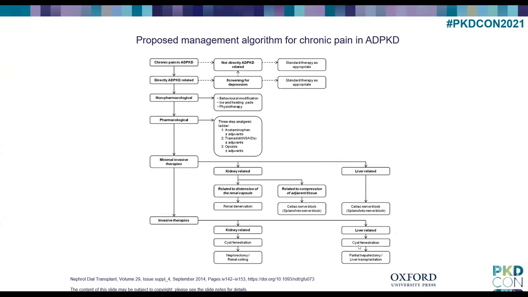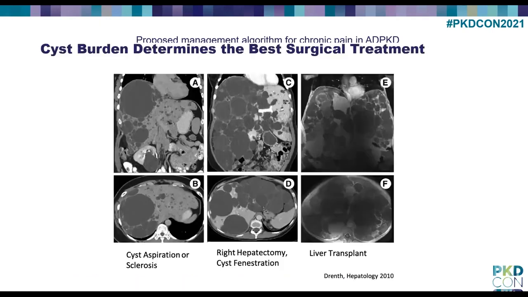So these final things, the partial hepatectomy, which means cutting part of the liver out, the cystic part of the liver, or liver transplantation, are really reserved for very specific indications. So here, what I'm saying is cyst burden, where the cysts are and how many of them there are, determines the best type of therapy. So now in this image, what you're seeing here is the liver. And in this particular image, these darker areas are the cysts.